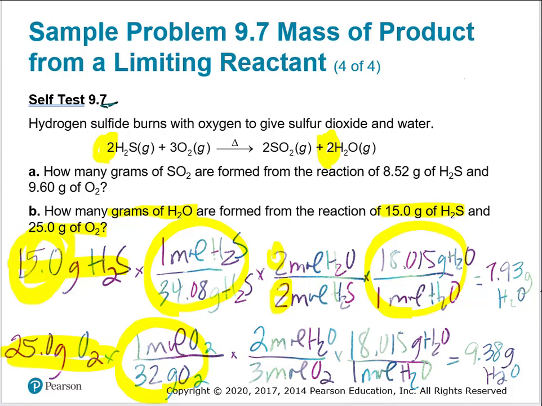Oxygen, we already did the molar mass. The mole ratio is 3 moles of oxygen for 2 moles of water. That's the ratio from the balanced equation. And then the last part is the same as the last part of the first one, the molar mass of water. And I got 9.38 grams.